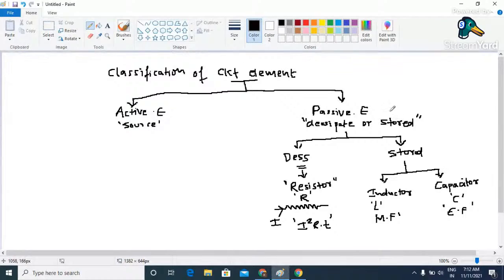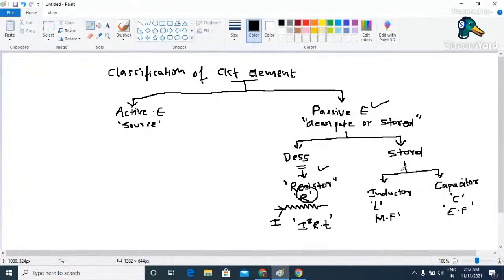So ultimately, passive elements are elements available in the circuit which are designed for either energy dissipation or energy storage. An element designed for energy dissipation in the form of heat is nothing but a resistor, indicated by symbol capital R.